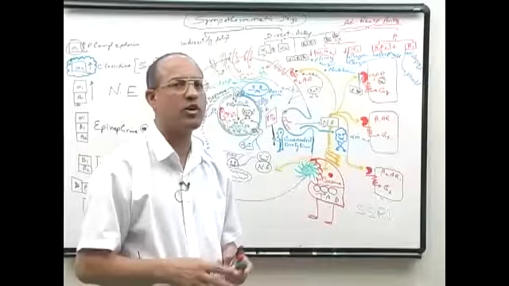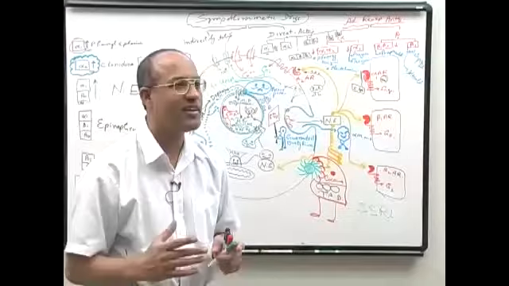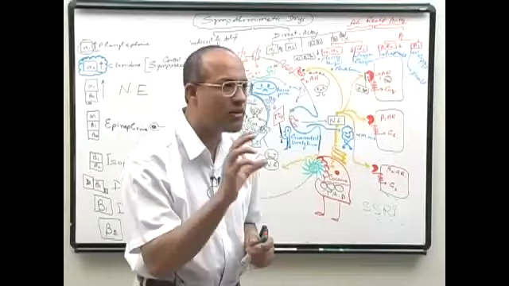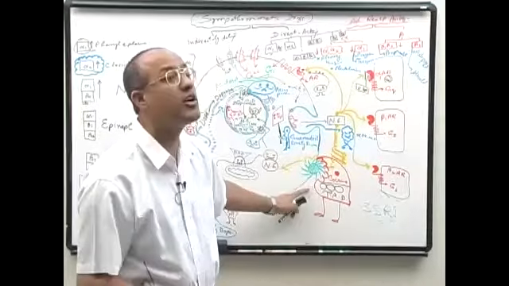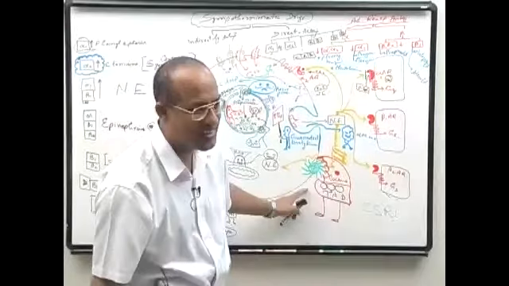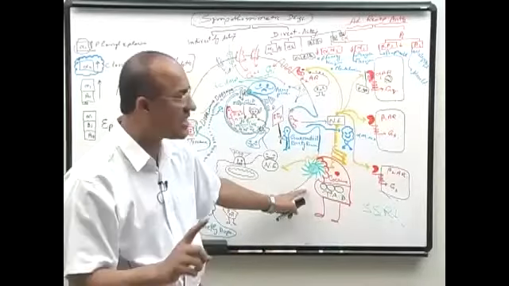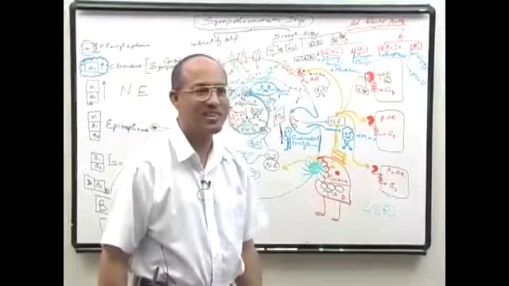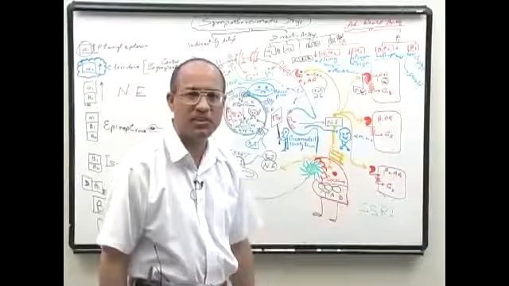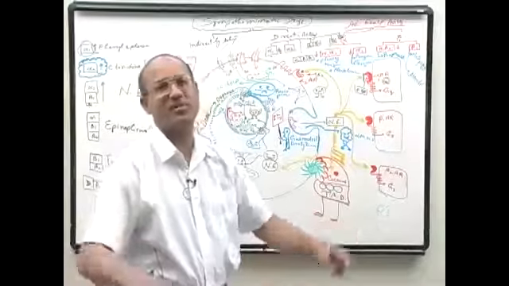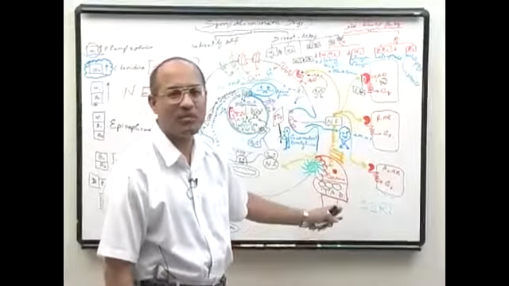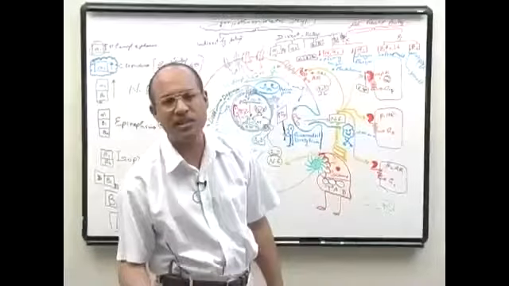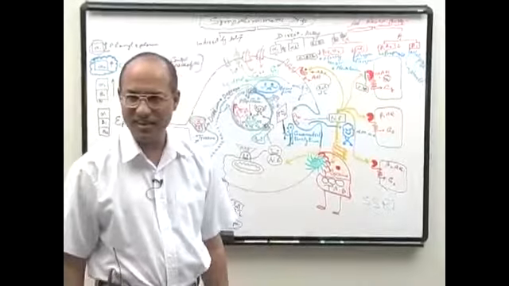Fluoxetine, paroxetine, or related drugs are also reuptake inhibitors, but they selectively block reuptake mechanisms only on serotonergic neurons. That is why they are called selective serotonin reuptake inhibitors, because tricyclic antidepressants are non-selective. They inhibit the reuptake of epinephrine, norepinephrine, and dopamine. Am I clear?